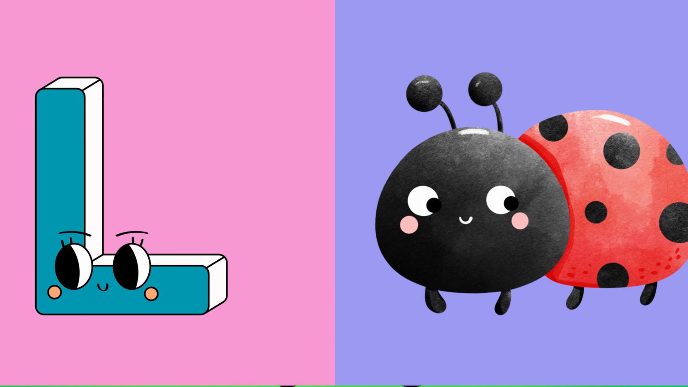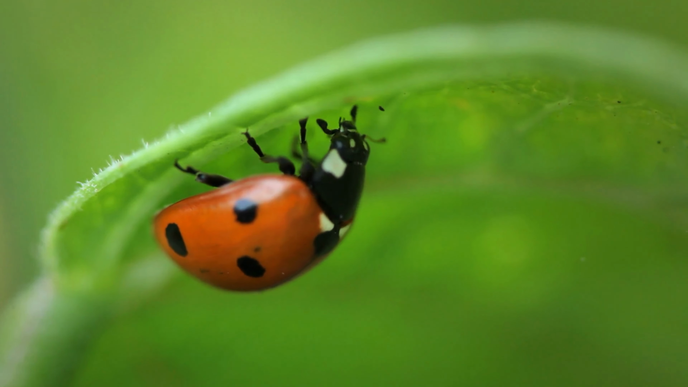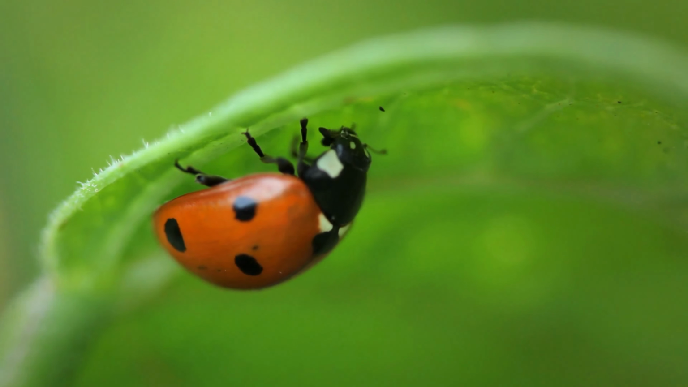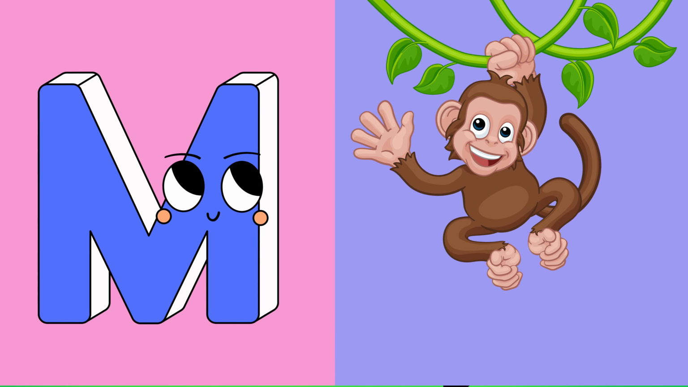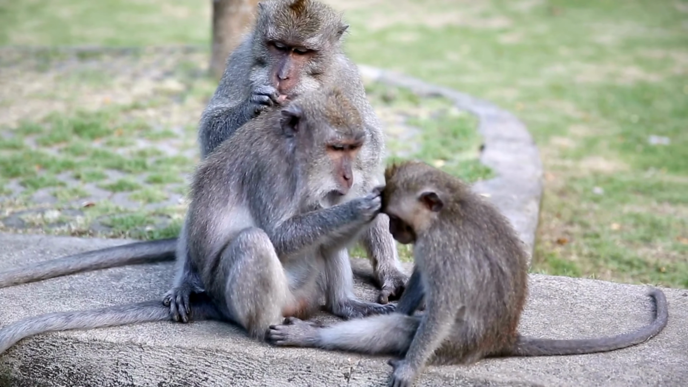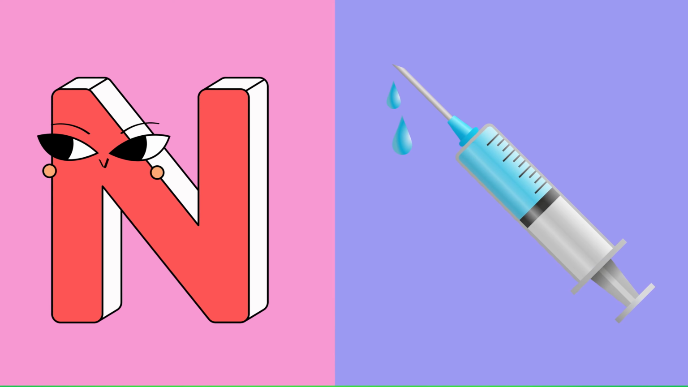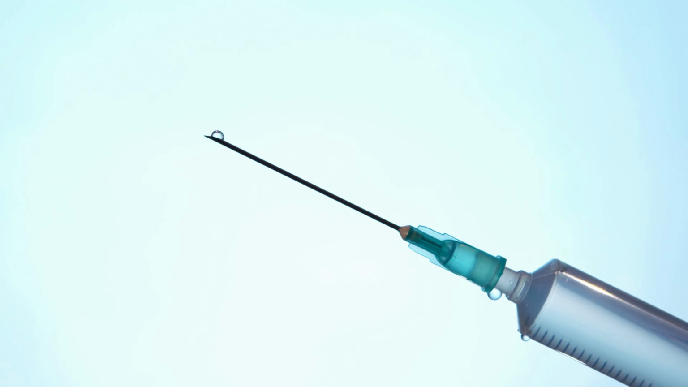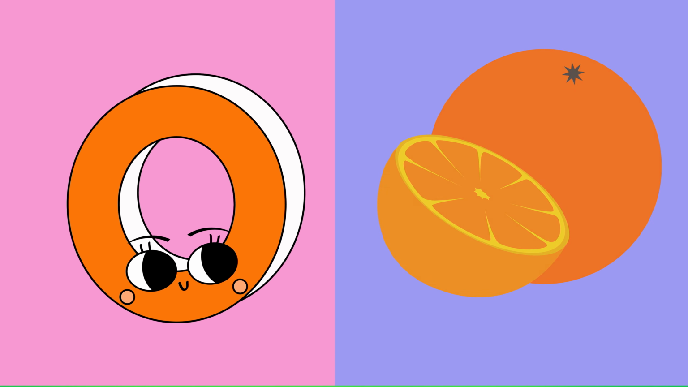L is for ladybug. L, l, l, ladybug. M is for monkey. M, m, m, monkey. N is for needle. N, n, n, n, needle. O is for orange. O, o, o, orange.